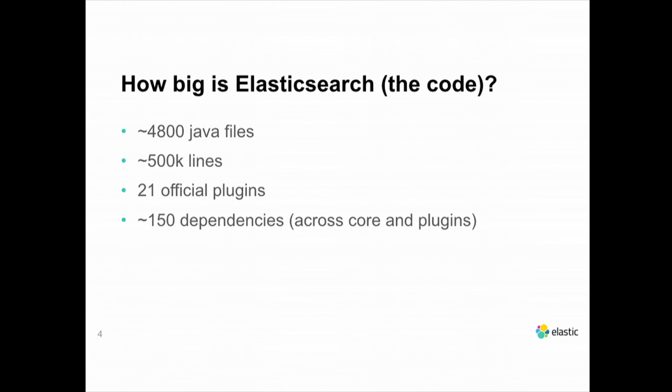How big is it? How big are we talking? About 5,000 files, 500,000 lines of code. We have 21 official plugins if you count our commercial plugin that we add in, and then about 150 dependencies. So it's a relatively sizable open source project.